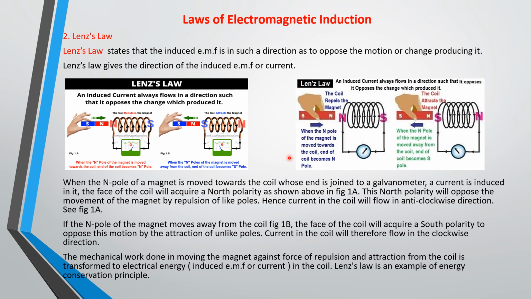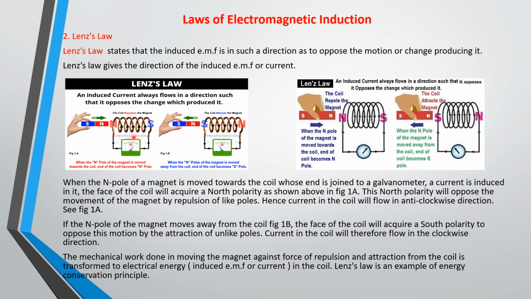You are doing mechanical work to push the magnet as it is opposing. You are pushing it so that it can get close to the solenoid. So a mechanical work is being done. And mechanical work is what? Force times what? Distance. I hope you understand that. So that is all the explanation that is here, that when the north pole of a magnet is moved toward the coil whose end is joined to a galvanometer as shown here, a current is induced on the coil.